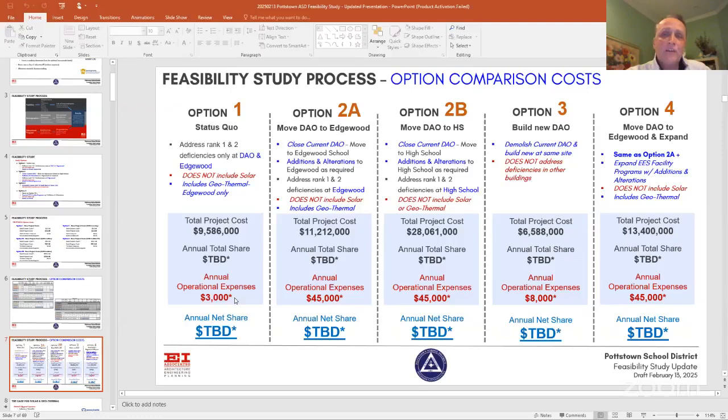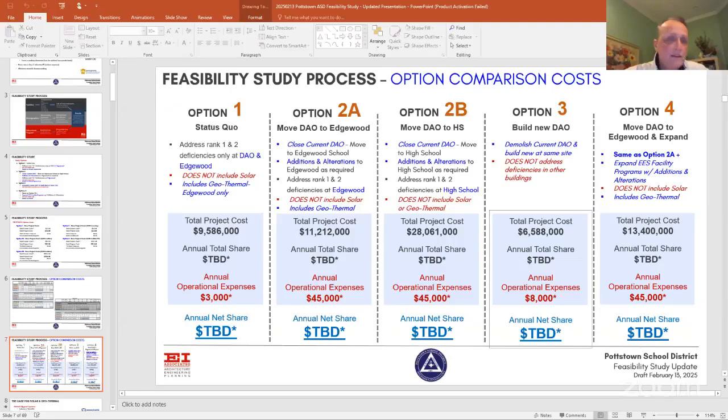We're anticipating for option number 3, if we build a new district administration office and knock down the current one, you can see a little bit of an increase there that we're projecting because of energy efficiencies and the like. But if we do move on from the district administration office with 2A, 2B, and 4, you can see that jumps up to roughly $45,000 of annual operating expenses. The next step for us is to work with a financial advisor and come up with a plan to determine the annual share, then subtract the annual operating expenses and get your annual net share. But we're not quite there yet.